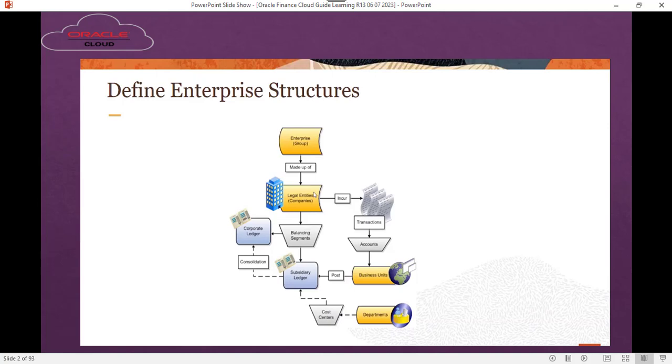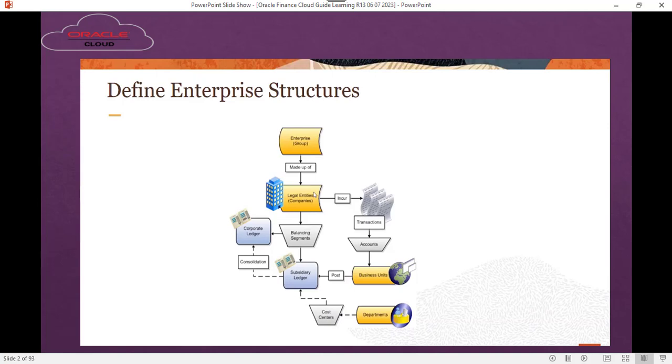So once those transactions are accounted, they are then transferred across to a primary ledger. Here we call it a subsidiary ledger because you might have many primary ledgers that represent your subsidiaries that you need to then consolidate into a corporate ledger so that you can do your reporting for the whole group.